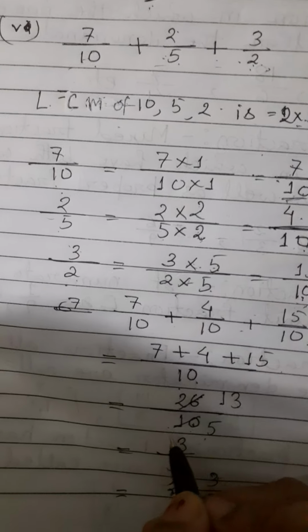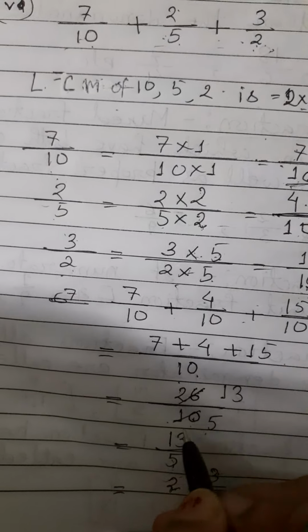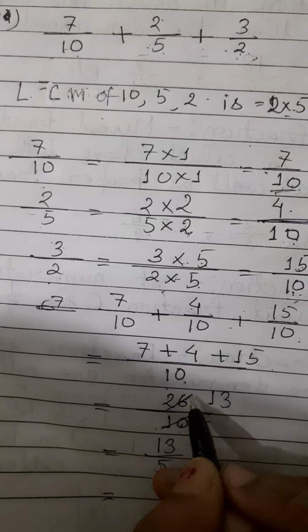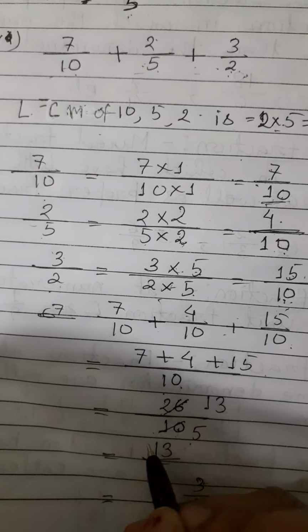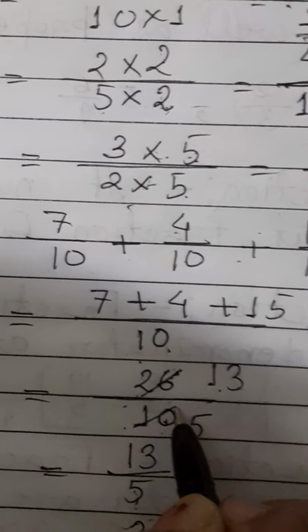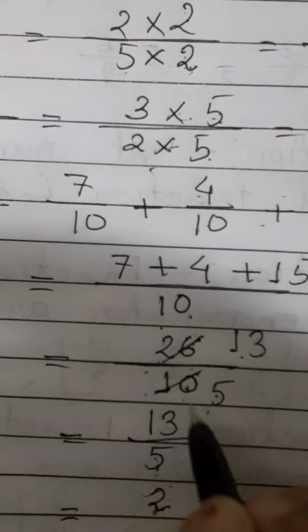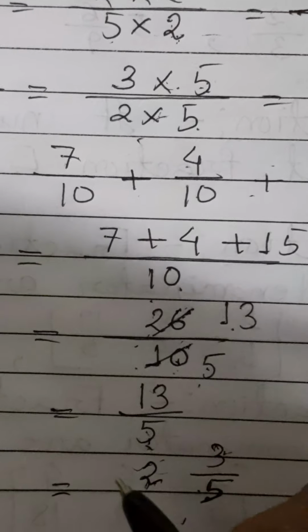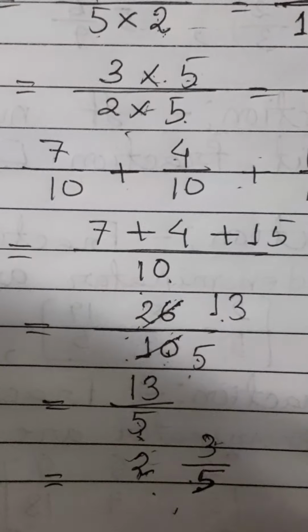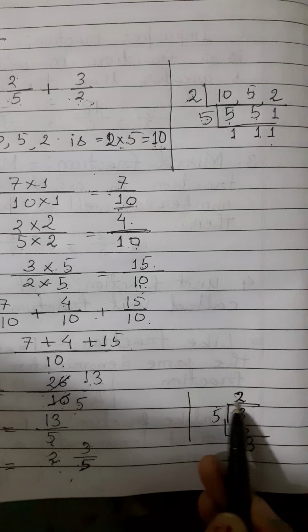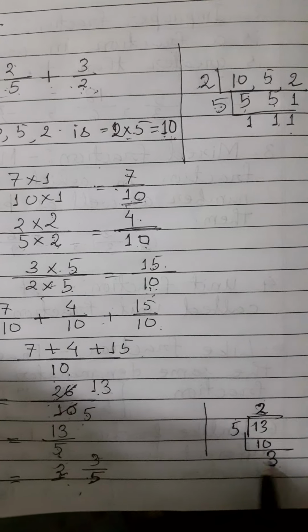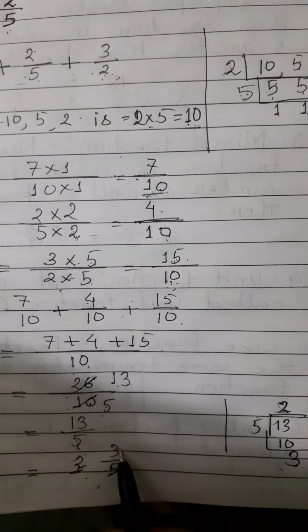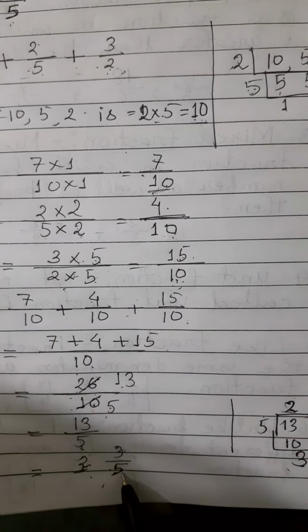Now we convert 26 by 10 into the least fraction. Least fraction means we cancel by 2. 26 divided by 2 we get 13, 2 5s are 10. Now 13 by 5. Again we convert into a mixed fraction. Same process: 5 2s are 10, 3 comes down. The 2 comes in place and the remainder is the numerator, denominator 5. Okay.